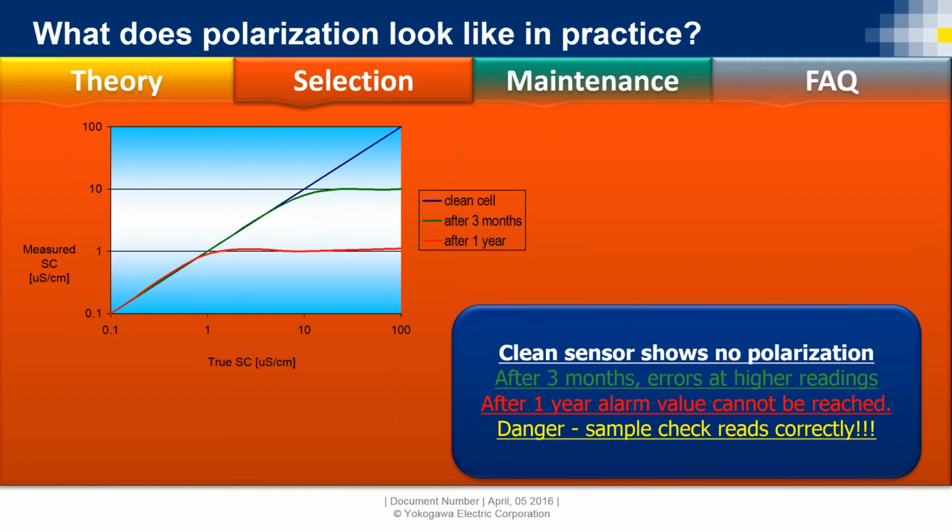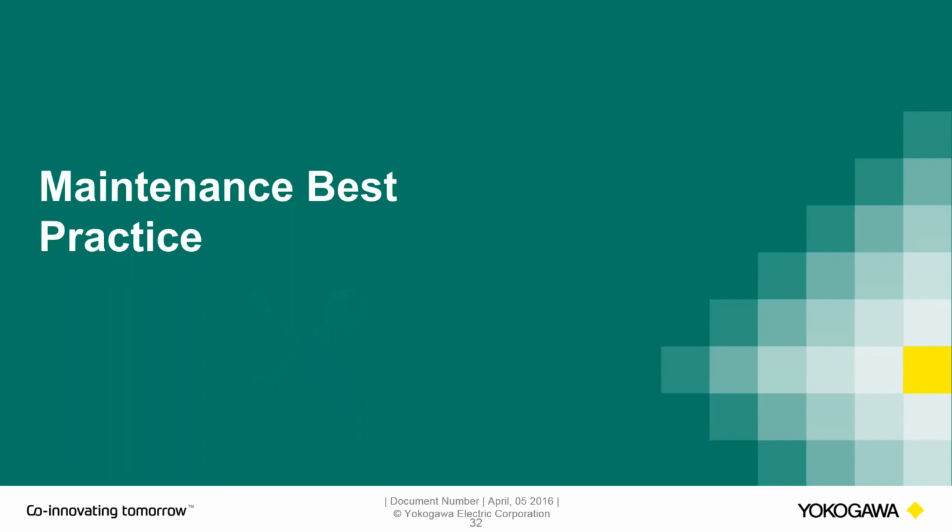So if we have the wrong sensor, with the wrong cell constant, we'll have this kind of issue right here. So we just need to be aware.